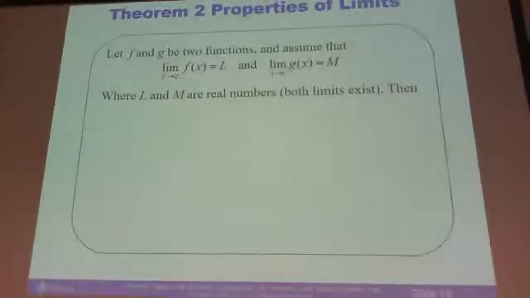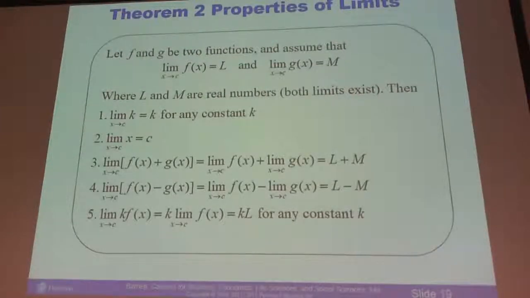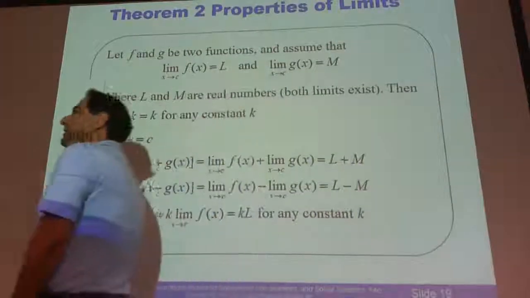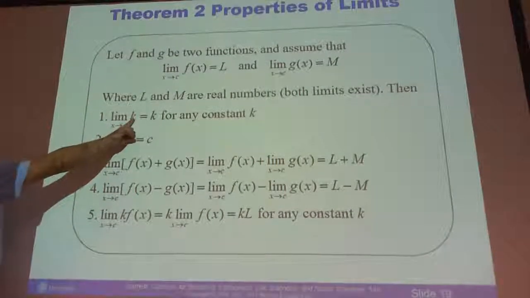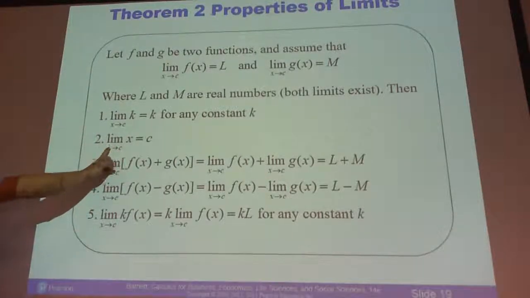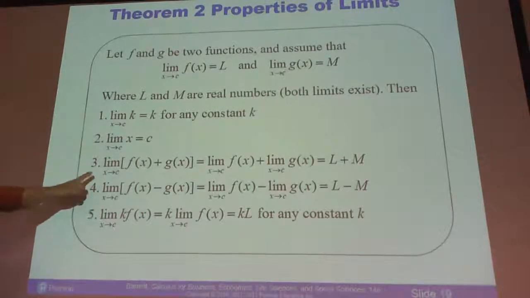So if you have two functions, f and g, and the limit as x approaches c of f of x is L, and the limit as x approaches c of g of x is M, L and M are real numbers, both limits exist, then these are some certain rules that we can follow. Okay? I wouldn't worry too much about these. We're going to practice all these. But just some things we look at. If the limit as x approaches c of k is k, for any constant k. The limit as x approaches c of x equals c. We'll go over these, so don't worry too much about them. But these three look like common sense and they should make sense.